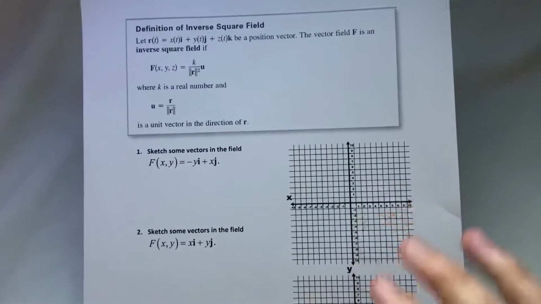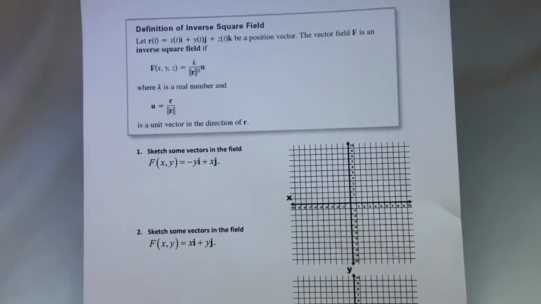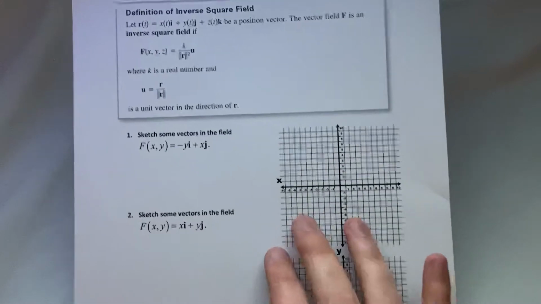Now, let's talk about a specific kind of vector field, the inverse square field. So if r of t is a vector-valued function, a position vector, the vector field F is an inverse square field if F of x, y, z equals k over the magnitude of r squared times u, where k is a real number and u is r divided by the magnitude of r, or a unit vector in the direction of r.